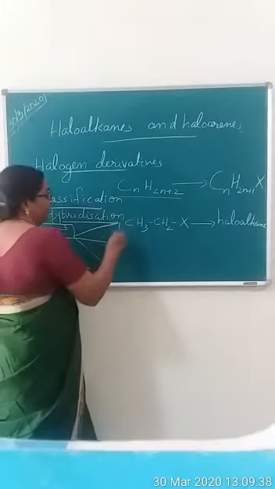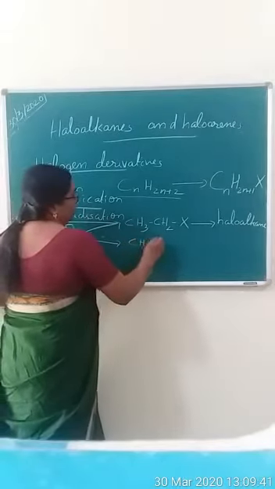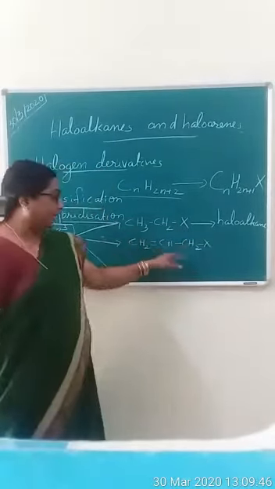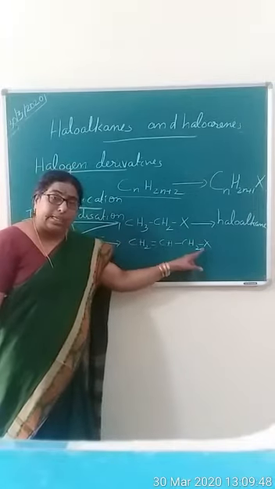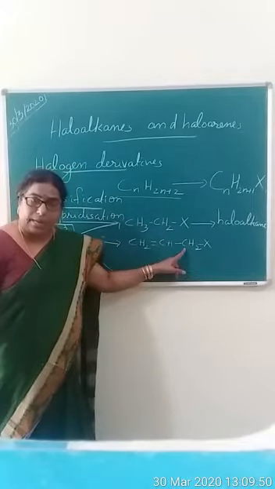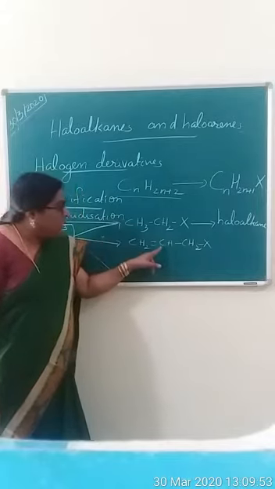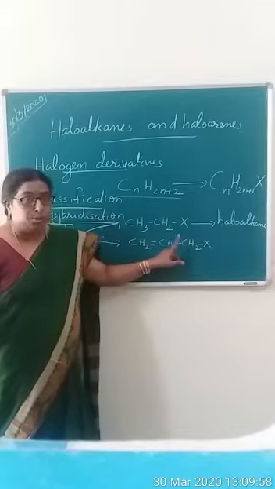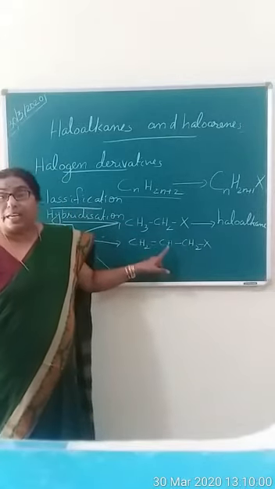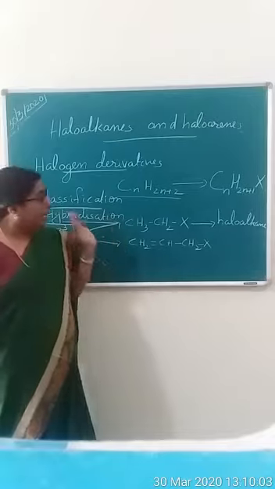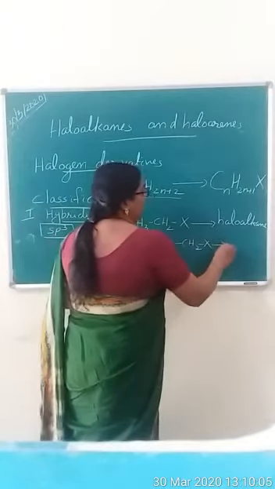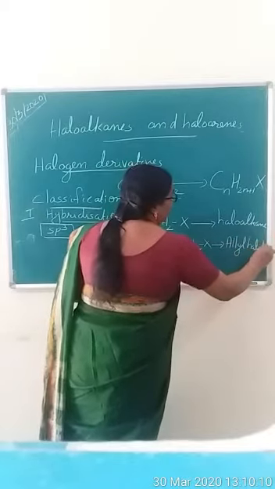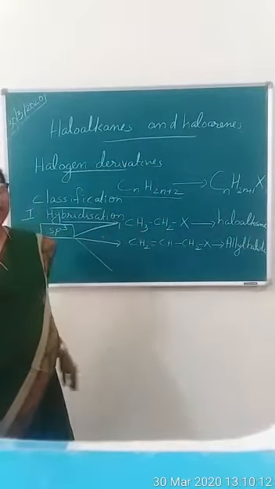Second example, consider CH2=CH-CH2X. Listen here. In this case, the halogen is again attached to sp3 hybridized carbon, but it is adjacent to a double bonded carbon. The halogen atom is directly attached to sp3 carbon which is adjacent to an sp2 hybridized carbon. This type of halogen derivative is termed as allyl halide.